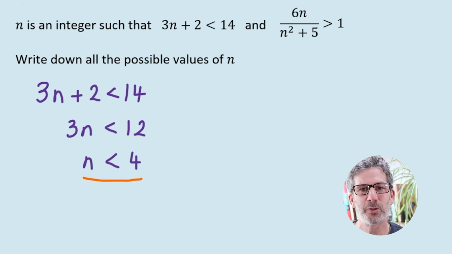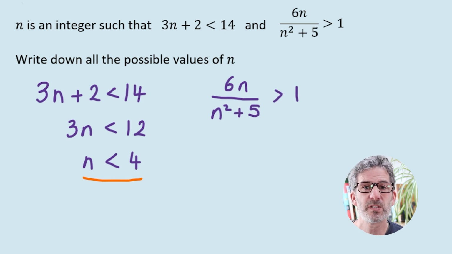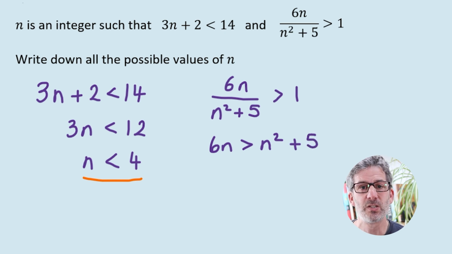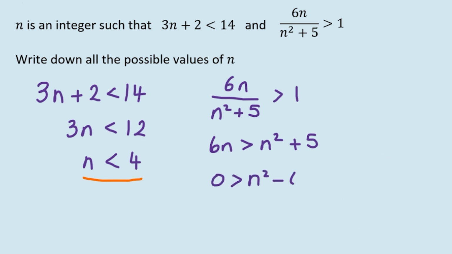Let's deal with the second part, the quadratic. There's a really specific technique to doing this. And if you haven't met it before, watch me go through it and then make sure you practice doing that. To solve a quadratic equation, or inequality as we have here, we rearrange the expressions to be equal to 0. I'll do that by multiplying both sides by n squared add 5. That gives 6n is greater than n squared add 5. Now I'm going to subtract 6n from both sides. That gives me 0 is greater than n squared minus 6n add 5.